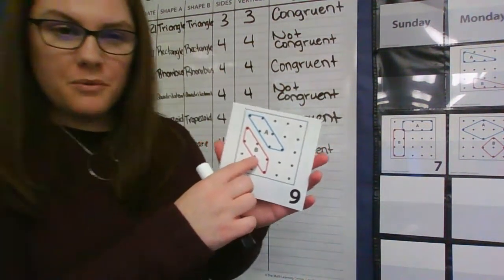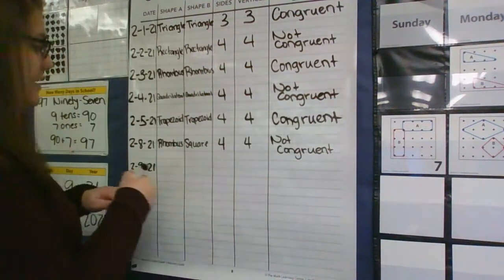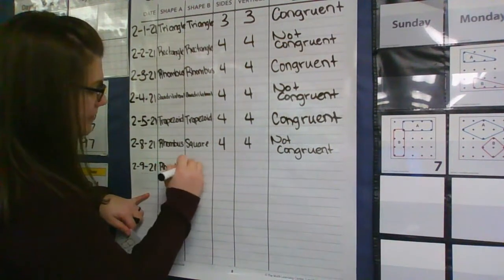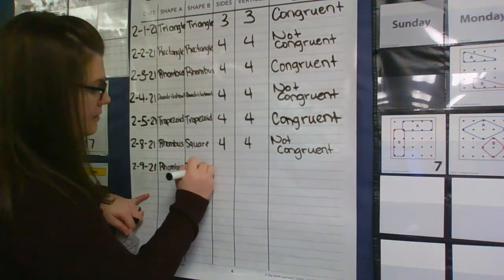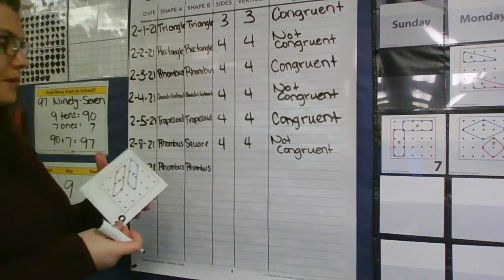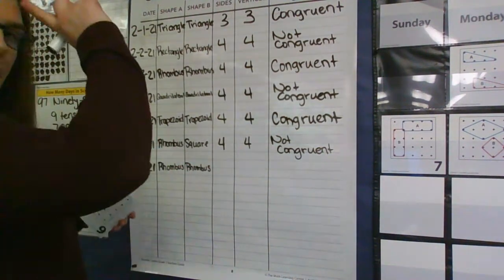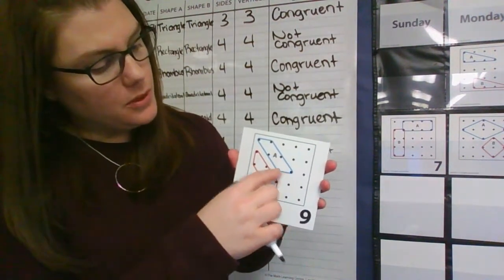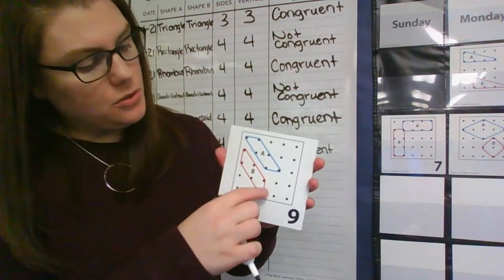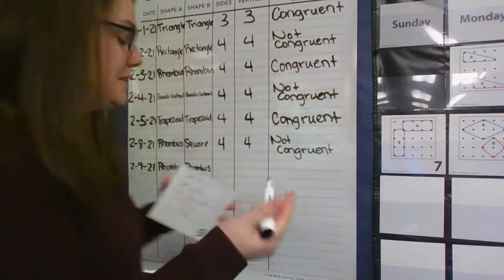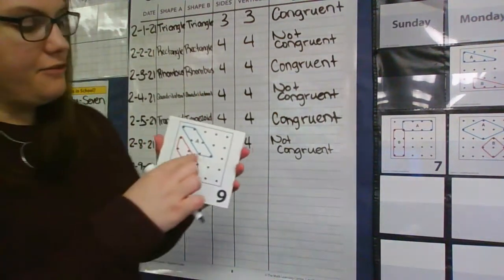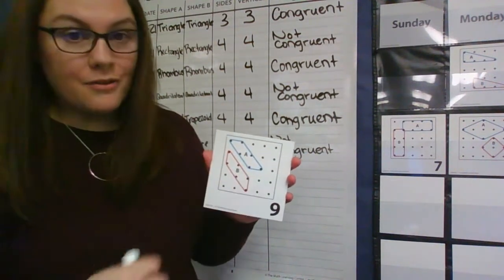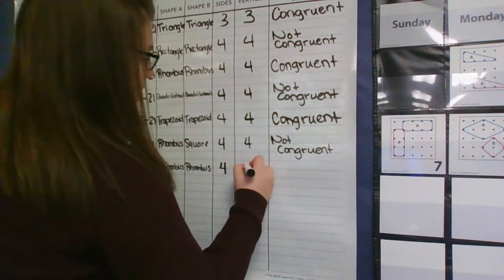And look, is shape B also a rhombus? Yep, they are both the same. So we're going to say rhombus for A and rhombus for B. Okay, they're both the same shape. So how many sides do they have? Well, let's count. 1, 2, 3, 4. Both rhombuses have 4 sides. Remember, if they have 4 sides, how many vertices do they have? 1, 2, 3, 4. 4 sides, 4 vertices every time.